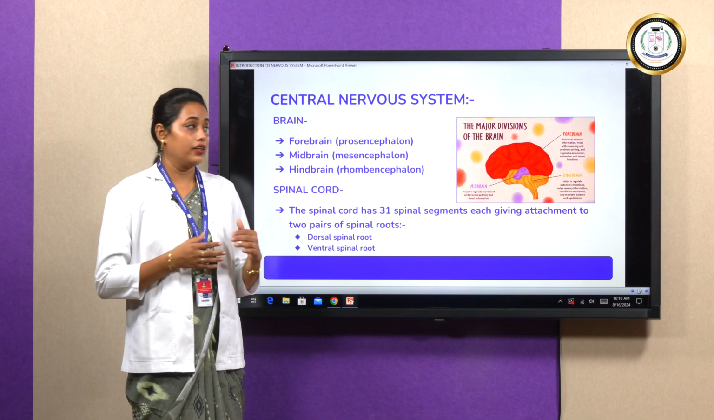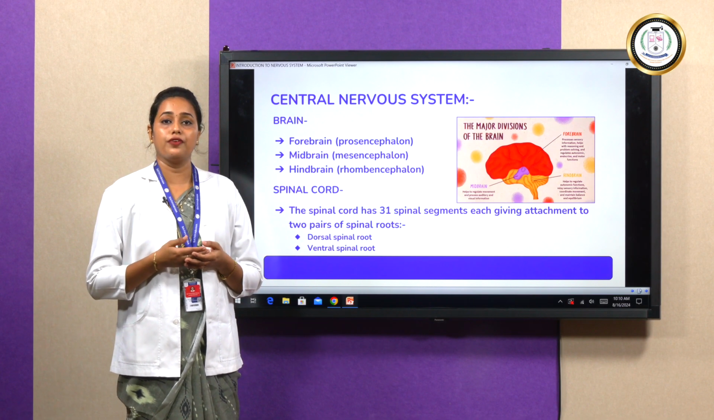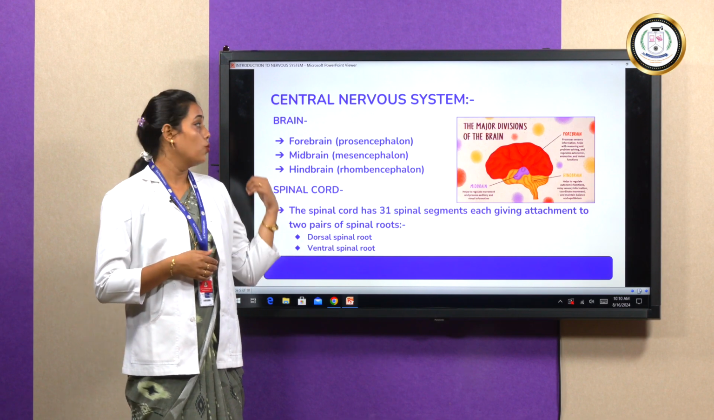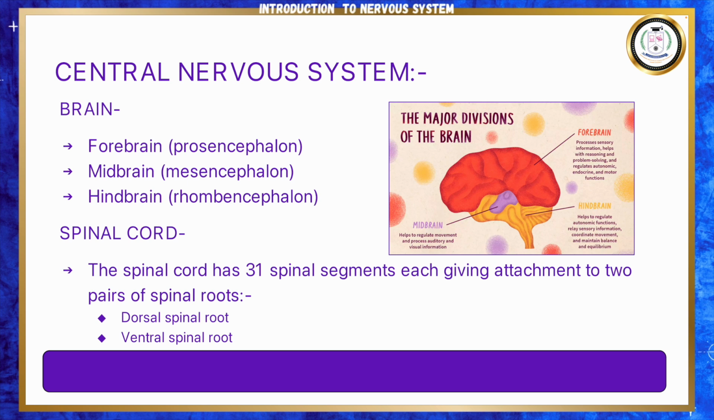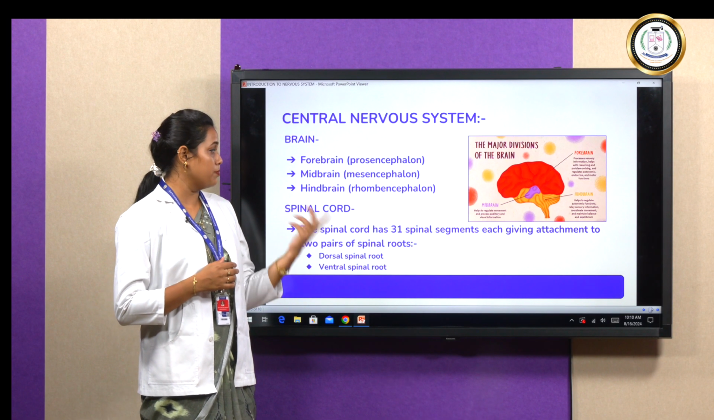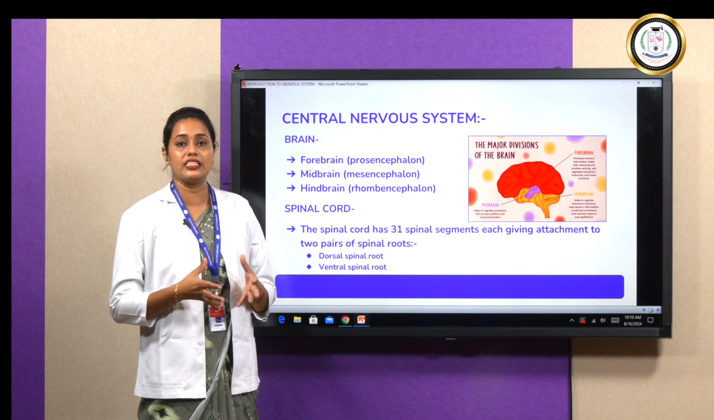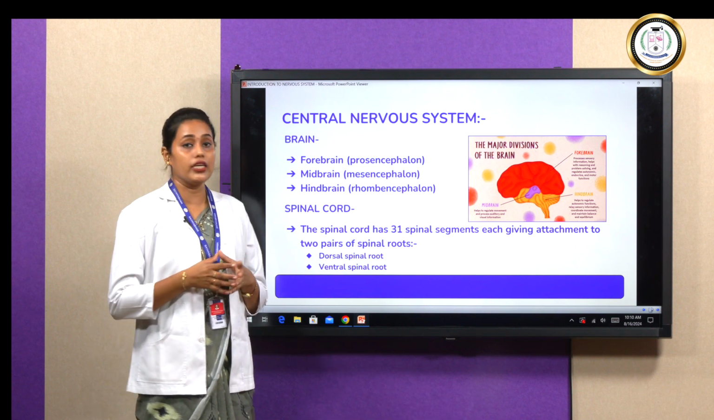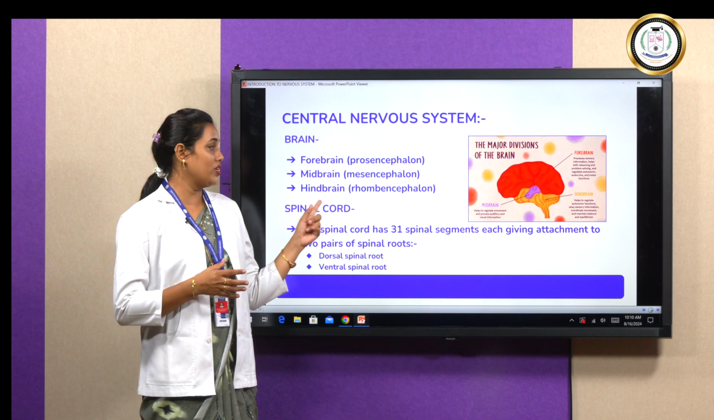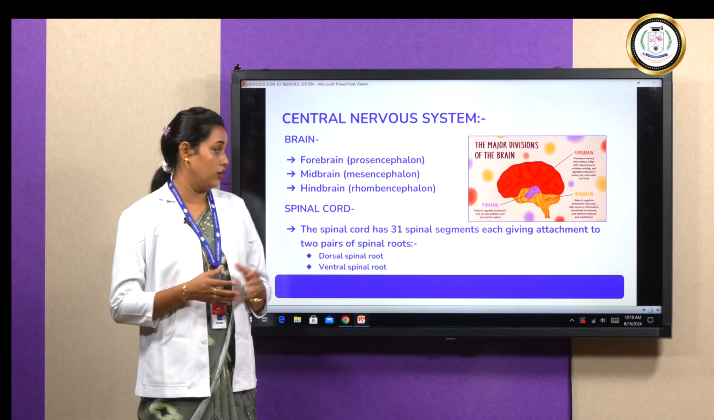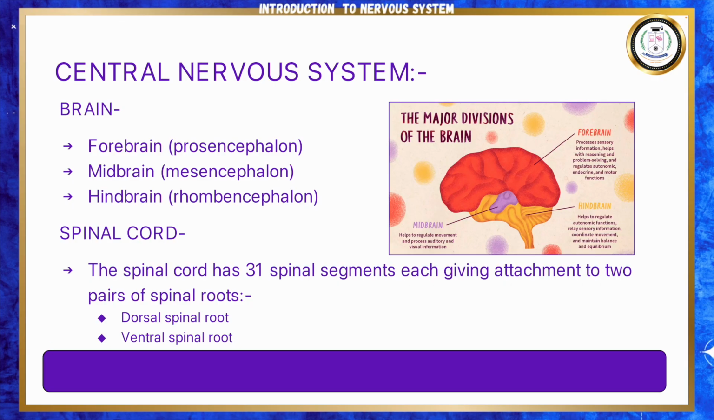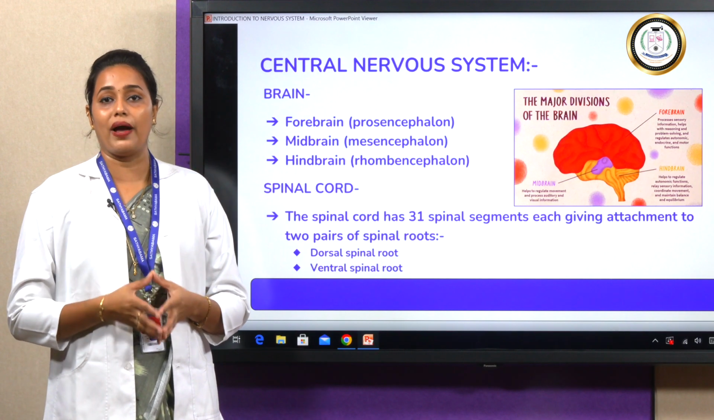We'll start with the brain. The brain is further classified into three distinct segments. One is the forebrain, which is also known as prosencephalon, and the other is the midbrain, which is also known as mesencephalon. And the last one is the hindbrain, which is also known as rhombencephalon. And yes, these three components can be further divided, which we'll be seeing in the upcoming lectures.